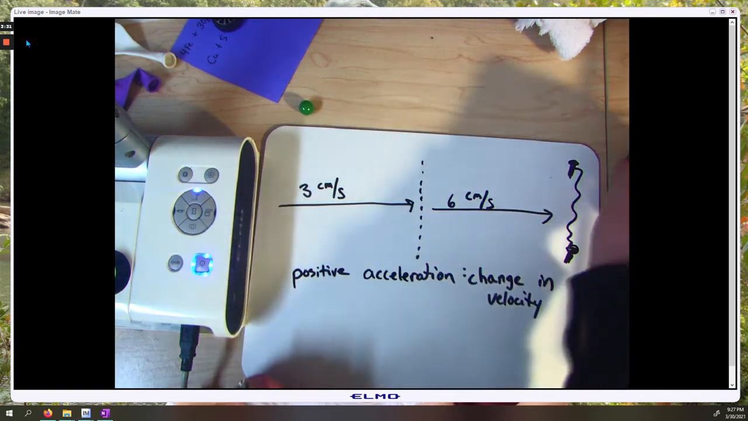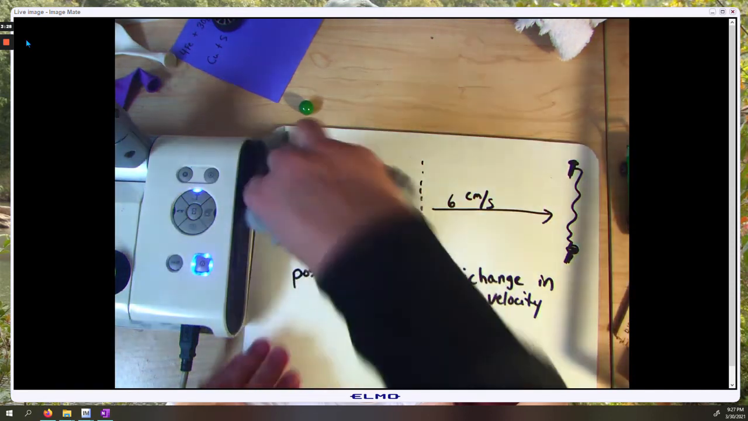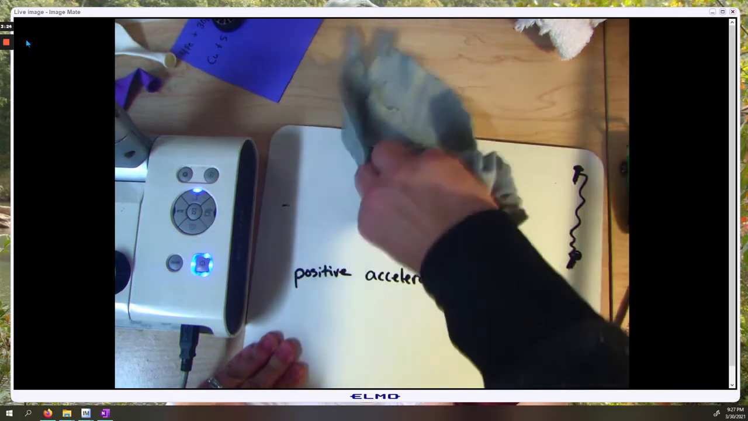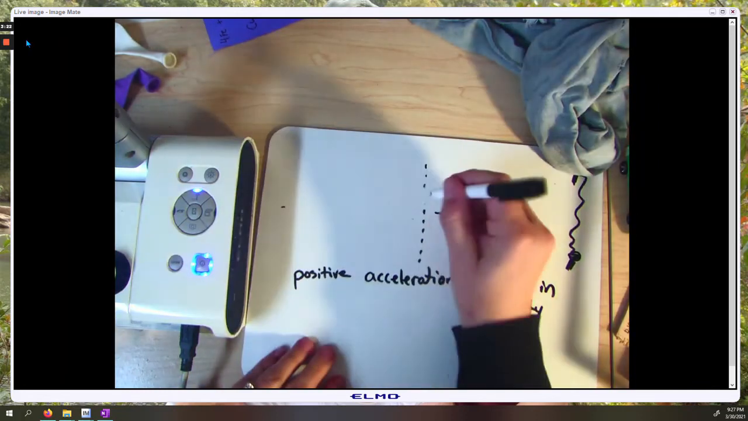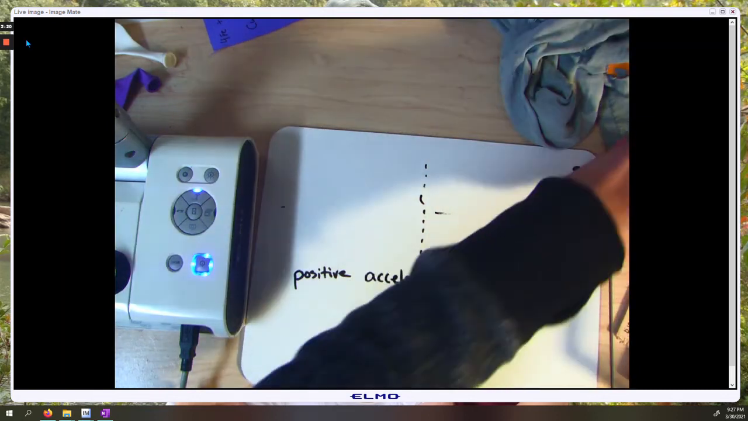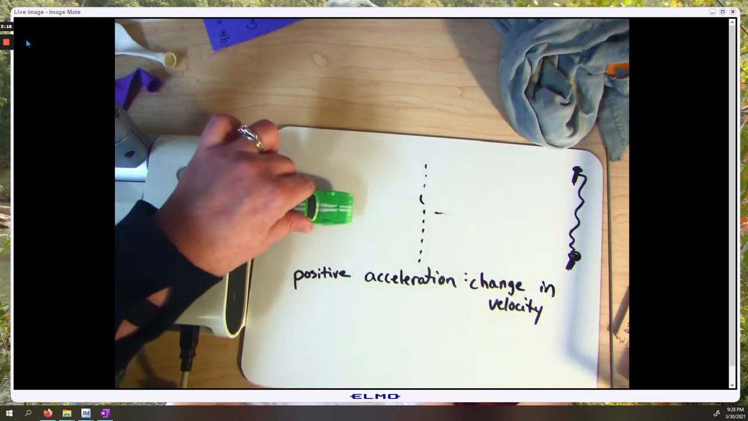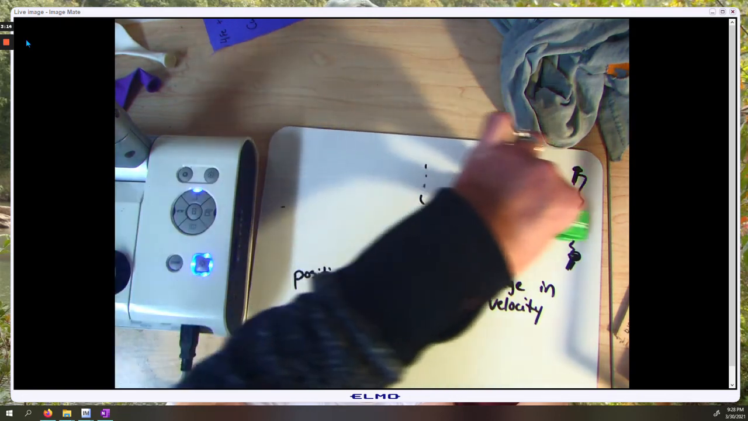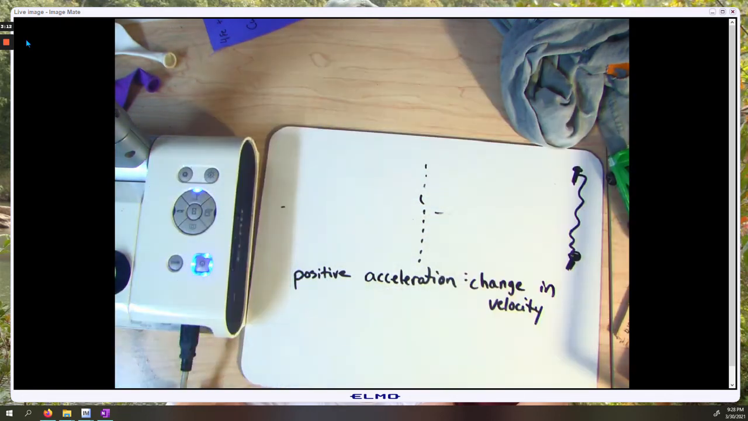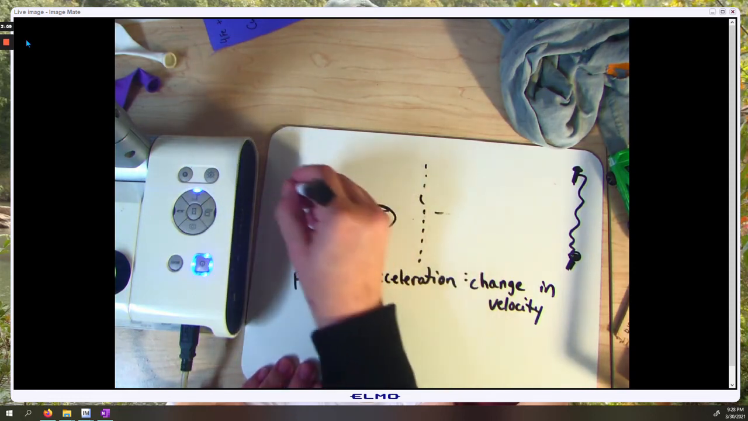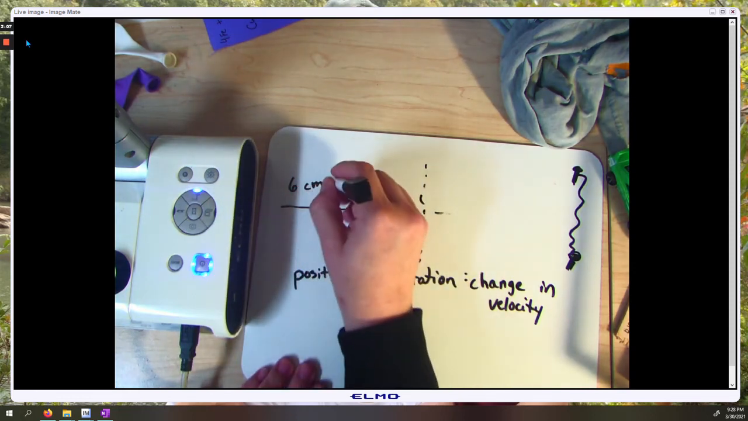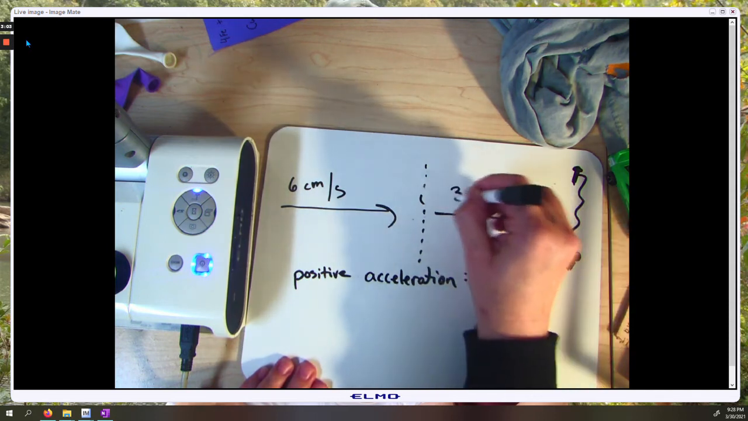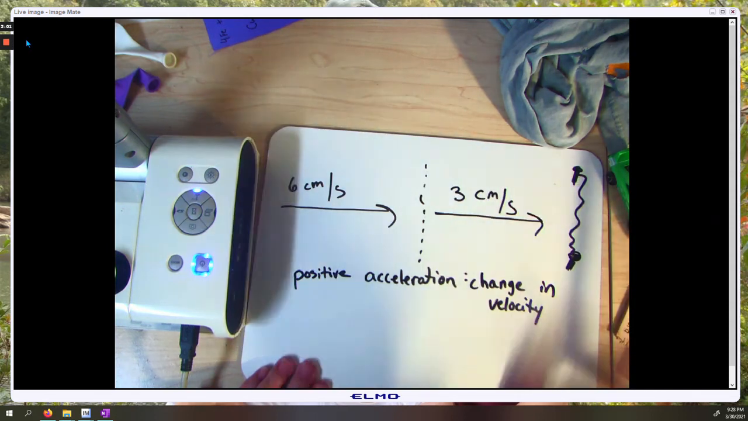All right. Let's try a different situation where he goes very fast at first, and then he slows down for the second segment before he gets to the finish line. So he's going very fast here and then slows down for the next part. So we might say that he had a velocity of 6 centimeters per second here. Then he slowed down and had a velocity of 3 centimeters per second.